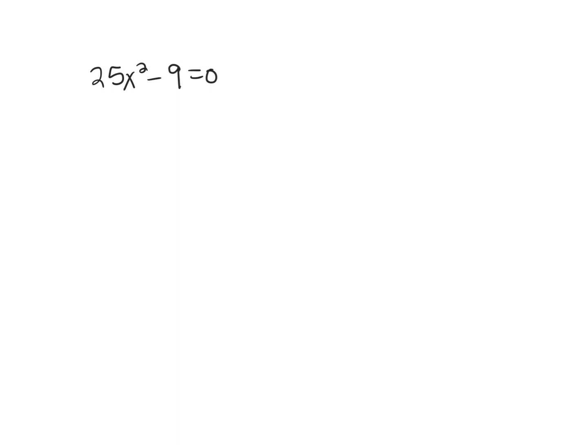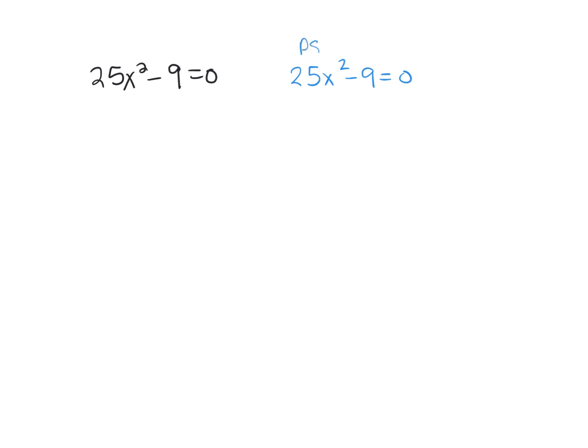For this review video, we're going to look at solving quadratic equations. We talked about three methods of being able to solve quadratic equations: square root method, factoring, and the quadratic formula. And so this first problem, when I look at it, the first thing that comes to my mind is factoring. So I'm going to do factoring: 25x squared minus 9 equals 0.